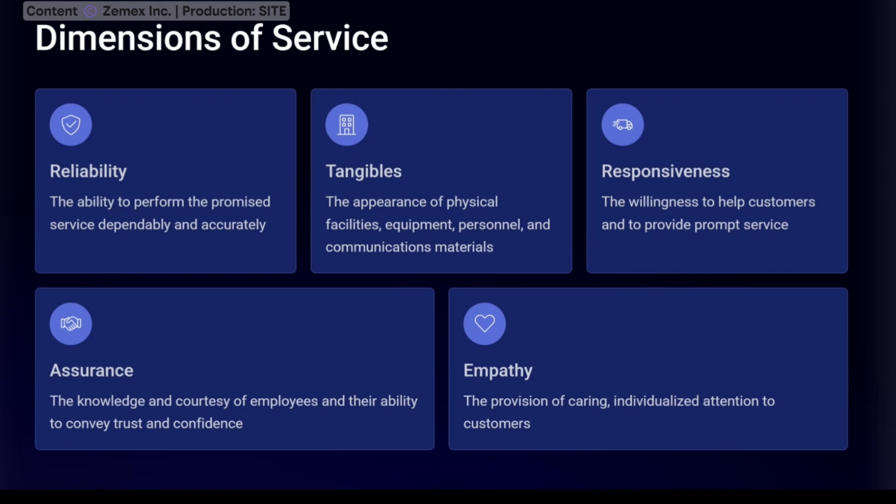Second, tangibles. Although services are not physical, there are ways to make them somewhat tangible. For example, the appearance of facilities, equipment, personnel, and communication materials. Service representatives often wear uniforms to enhance this perception. Third, responsiveness. This refers to the willingness to help customers and provide prompt service without delay. Fourth, assurance. This is about the knowledge and courtesy of employees and their ability to convey trust and confidence. Fifth, empathy. This involves providing caring and individualized attention to customers. So, unlike the quality dimensions of goods, services have their own distinct dimensions of quality.